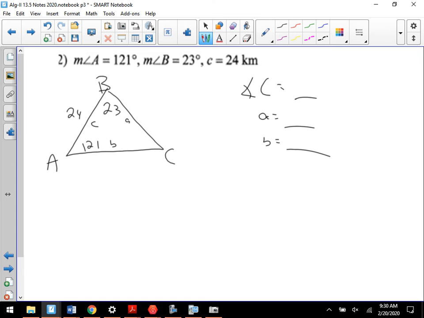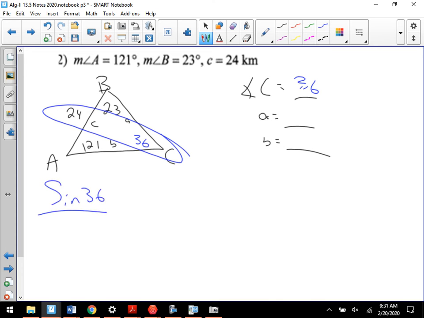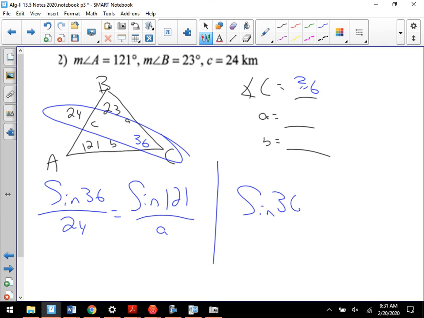This one is forcing you to find angle C first because it gave you 2 angles. So 121 and 23 is 144. Back that out from 180, and it gives you 36 for C. And then you just use law of sines off of that. So you have the sine of 36 is to 24 as sine of 121 is to A, and sine 36 is to 24 as sine 23 is to B.